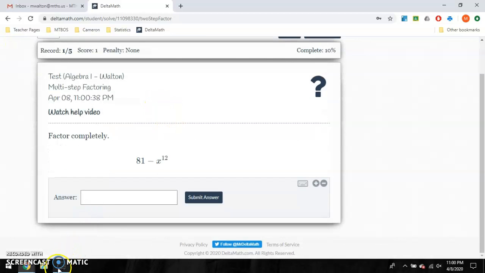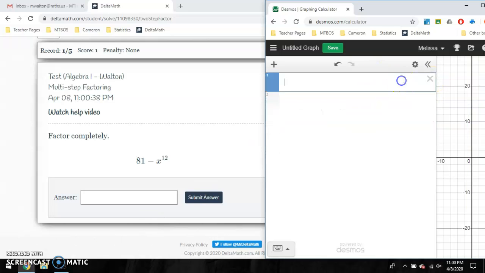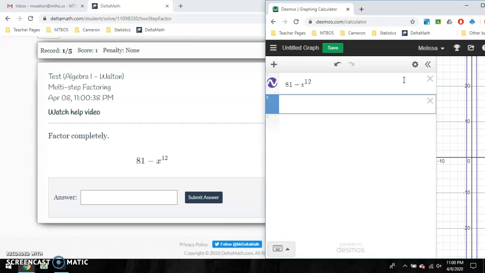All right. Ooh, I like this one a lot. I have 81 minus x to the 12th. Ooh, all right. I like this one a lot. Now, first off, I'm looking at this and I do not see anything I could factor out. You know, in the previous one, I factored out a 2. This one, I'm not seeing that. However, I do see something here.